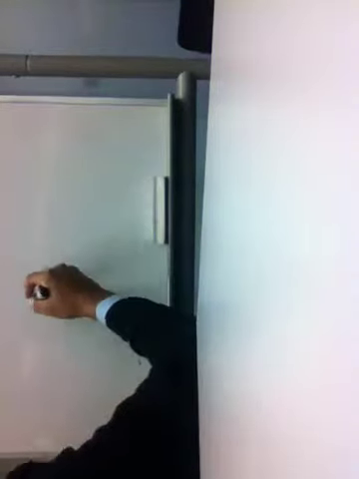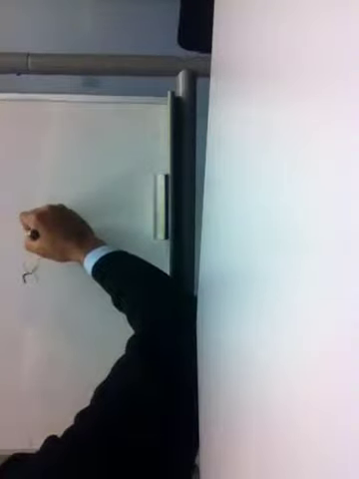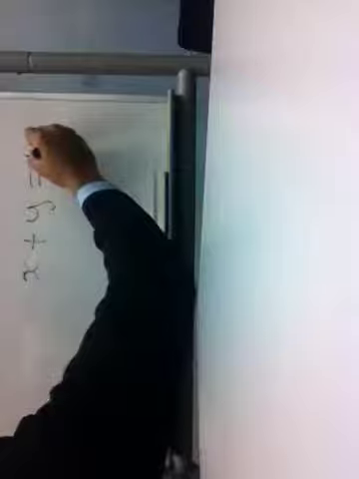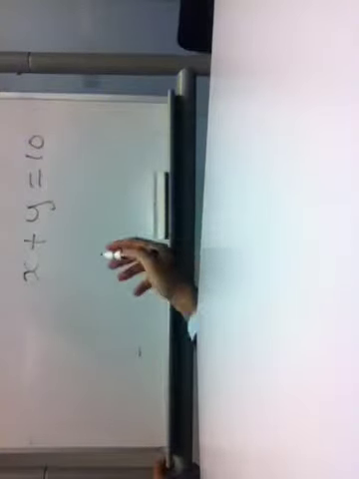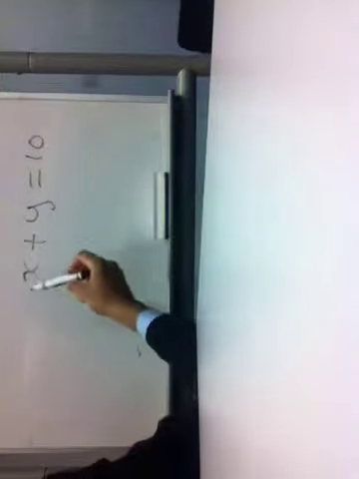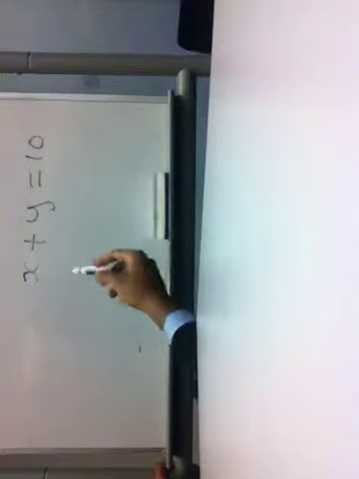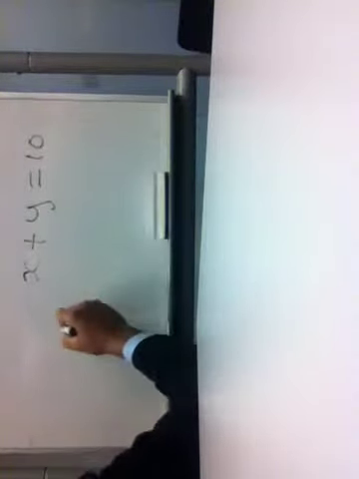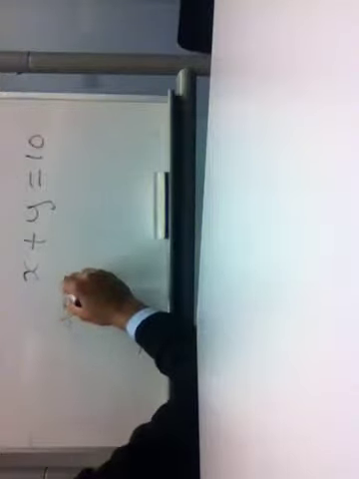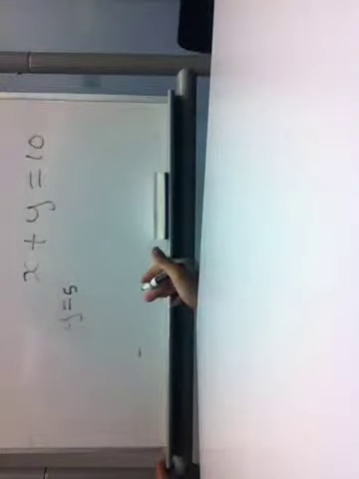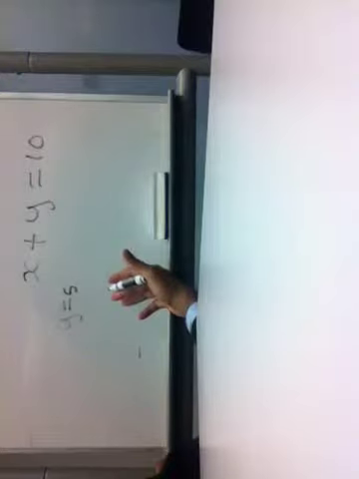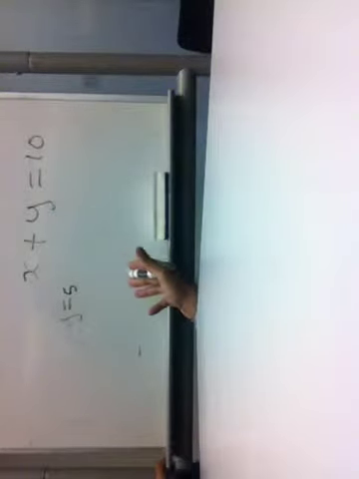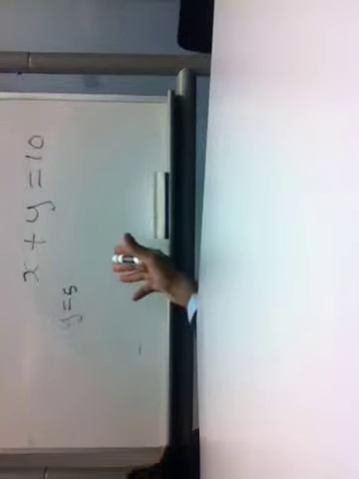Suppose one equation is x plus y equals 10. In this instance, the two variables are x and y, and we don't know the values of both of them. Suppose in the question they give that y equals 5. Now if y equals 5, the next thing they're going to ask is, how are you going to find the value of x? Well, this is pretty simple.